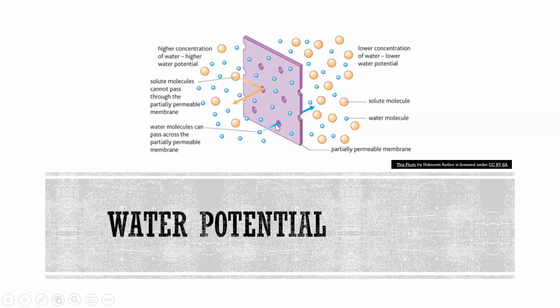What happens in osmosis is the water wants to reach an equilibrium. So it wants to literally dilute the solute, for example on the right-hand side, so that the solute concentration is the same on both sides.